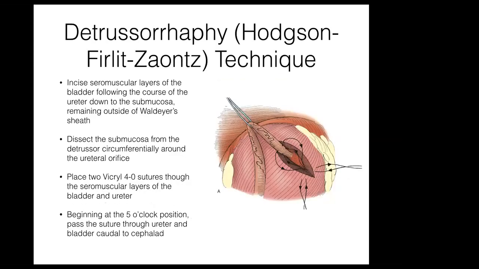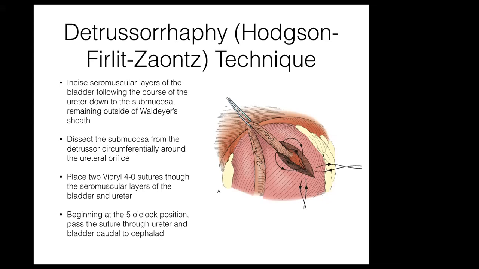Next is the detrusorrhaphy, or the Hodgson-Firlit-Zaontz technique. So in this technique, you incise the seromuscular layers of the bladder following the course of the ureter down to the submucosa, but still remaining outside of your Waldeyer sheath. And then you perform dissection of the submucosa from the detrusor circumferentially around the ureteral orifice.